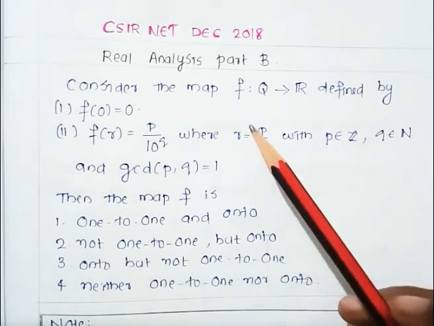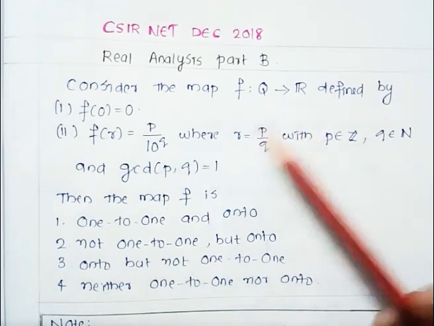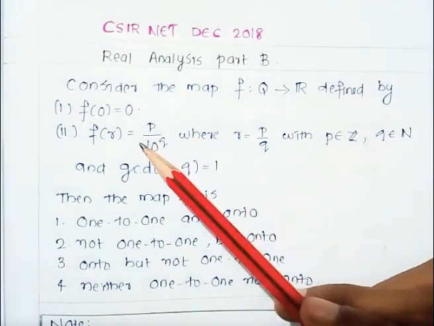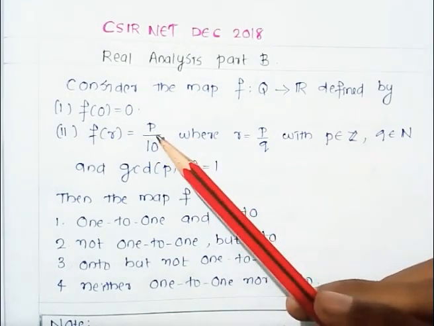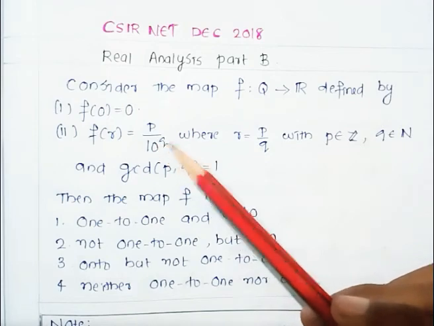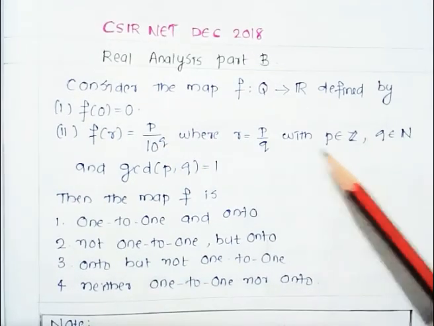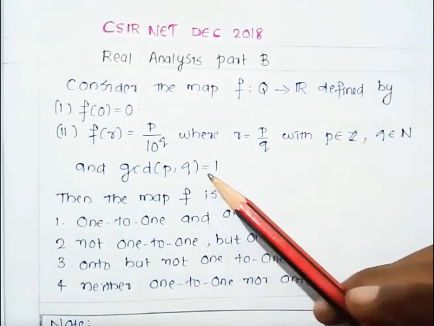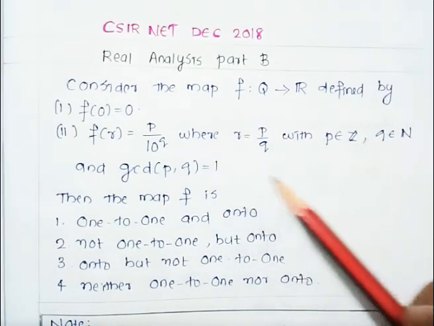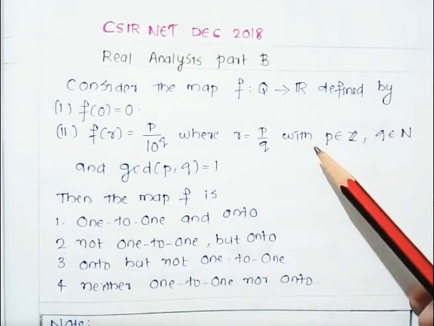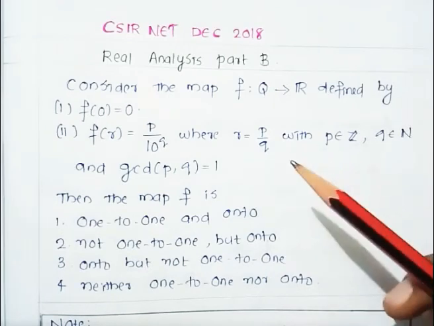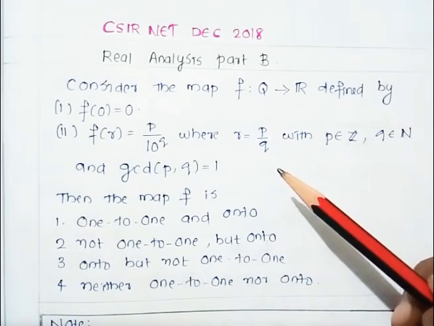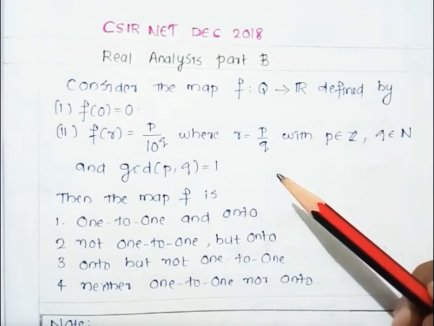So we are given the function from Q to R defined by f of 0 is equal to 0 and f of r is equal to p by 10 power q, where r is equal to p by q with p belongs to Z and q belongs to N, and the GCD of p and q is equal to 1. This condition is like the definition of rationals. Now we want to analyze whether this function is one-one or not, and whether it is onto or not. Before going through the options, first of all we want to know some results.